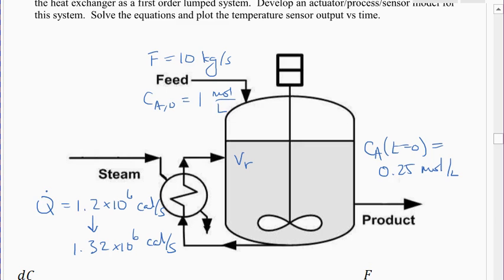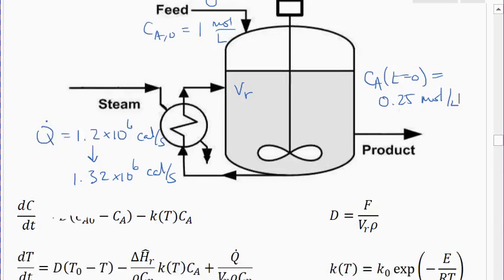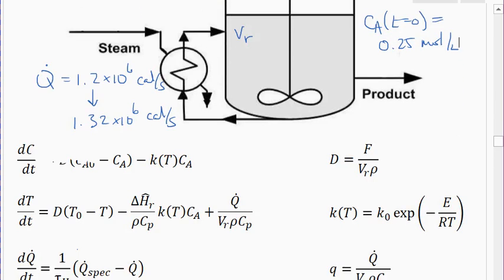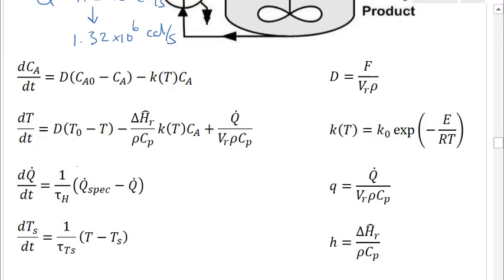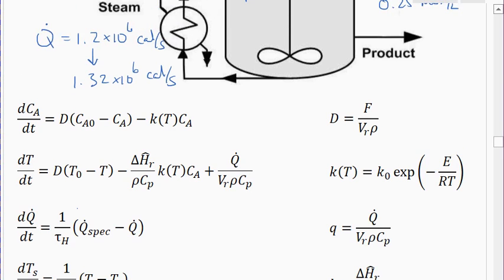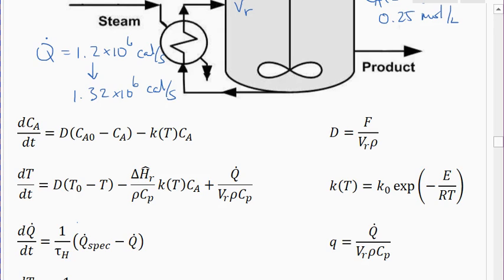Now the equations for this CSTR are as follows. The first equations here: we have our equation for our mole balance, our equation for our energy balance, and our equation for the dynamics of how the heat load changes when the specified heat load changes. Pardon me, that's what changes at time t equals 10 seconds. The heat load doesn't change at time t equals 10 seconds. The specified heat load does.